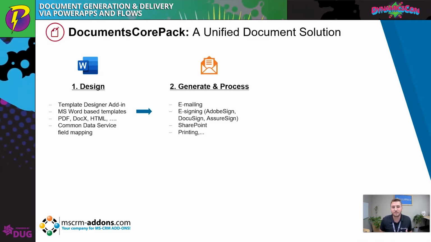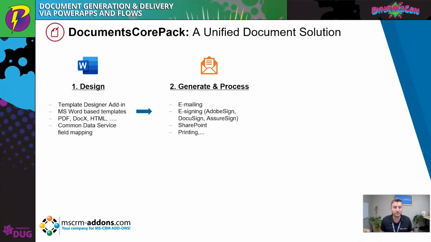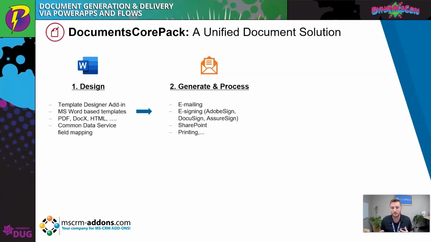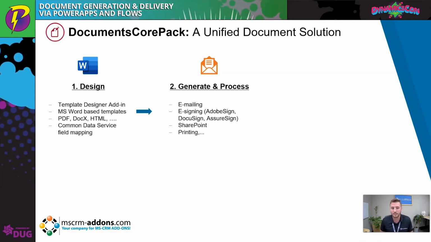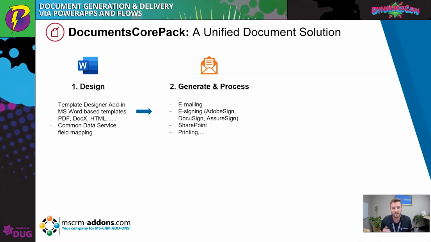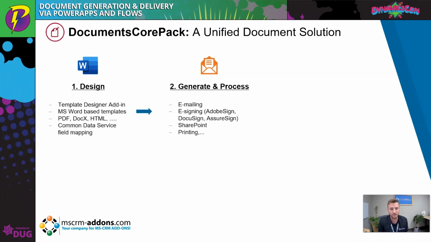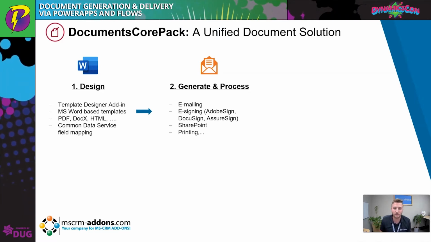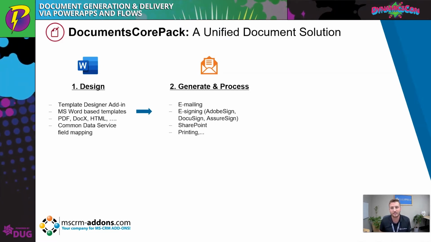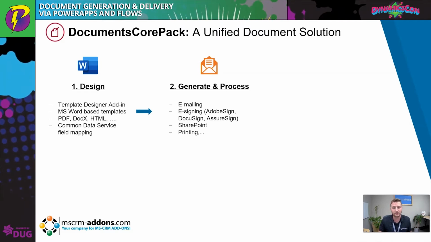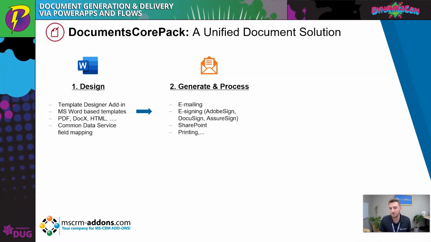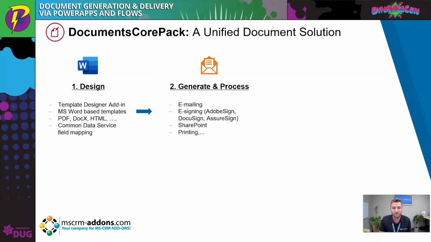The next element is going to be the generation or processing. So along with the template designer, you need a service, which with our subscription licenses we host. So that's going to be, you generate the document, it gets sent to this service, and you can set it up to automatically email, send through an e-signature provider such as Adobe Sign, DocuSign, or SureSign. You can set it up to save to SharePoint automatically, print, create an activity, and several other items as well. So if you have a use case, please reach out to us, because there's a good chance that we've already seen it or already have something set up for it.